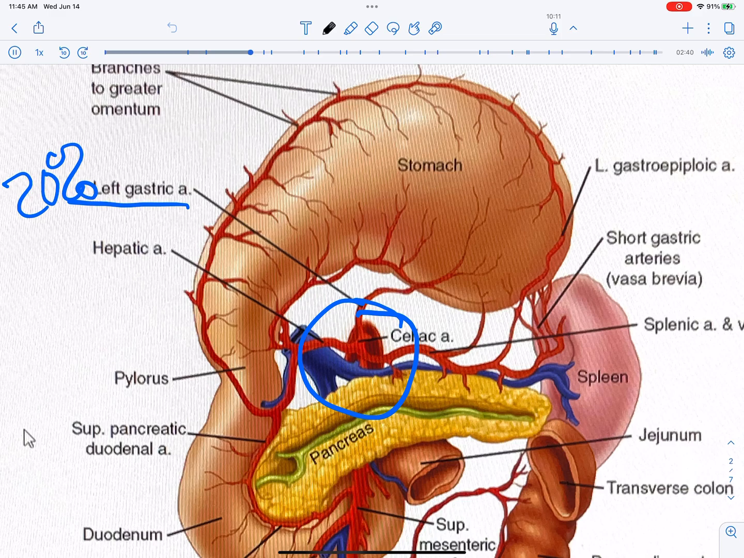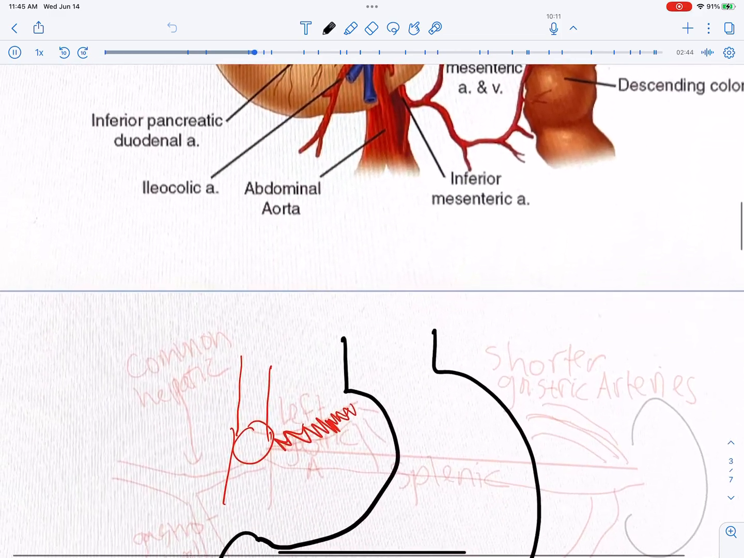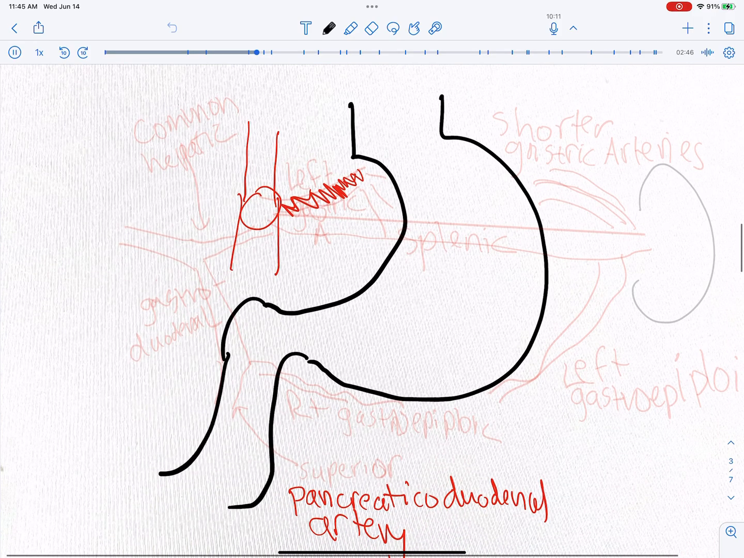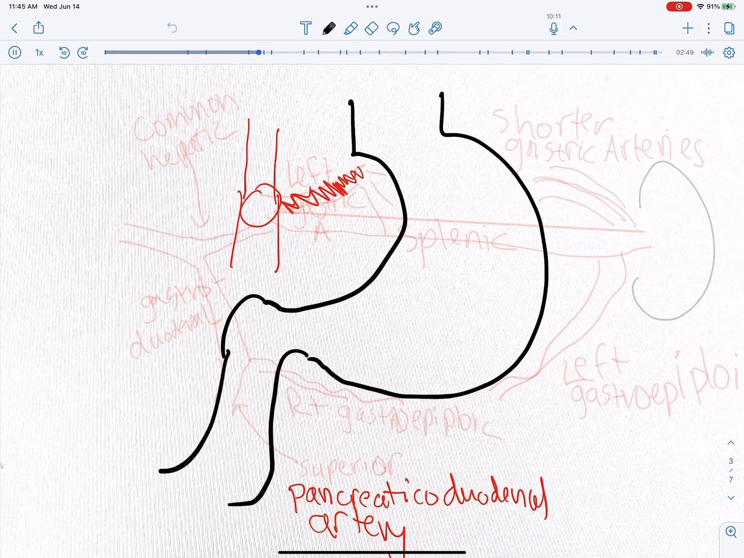Let's review the arterial supply to the stomach. Off of the aorta is the celiac artery, which gives off 3 blood vessels to the stomach, the first being the left gastric artery. The left gastric artery supplies the lesser curvature of the stomach. Next, a branch off of the celiac artery is also called the splenic artery.